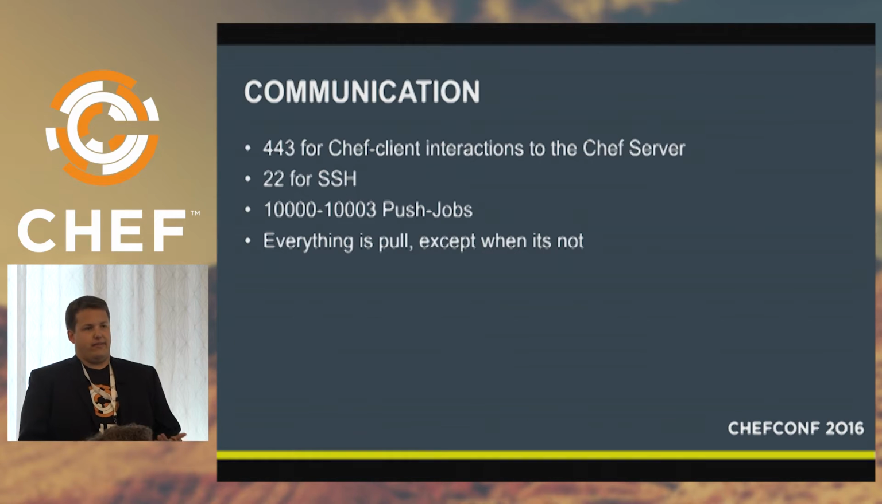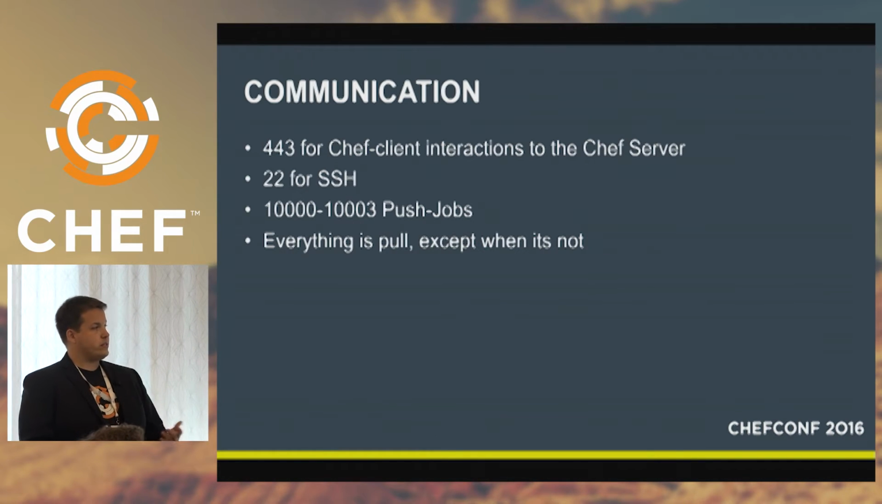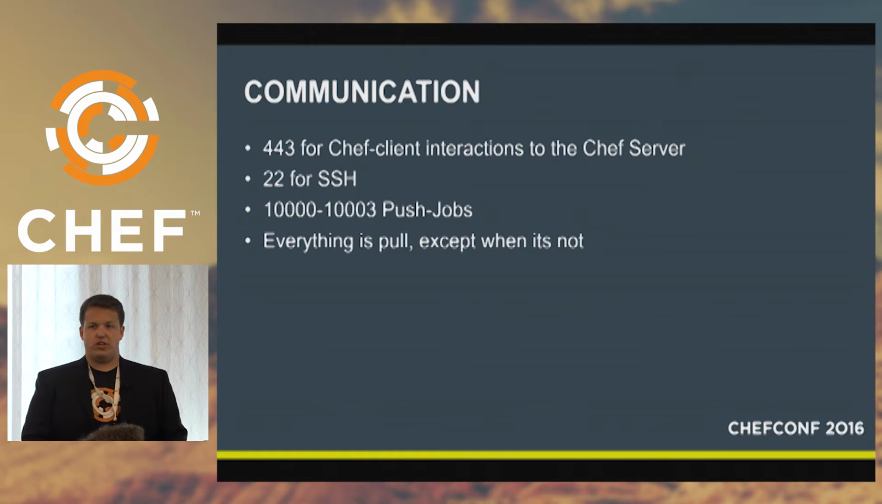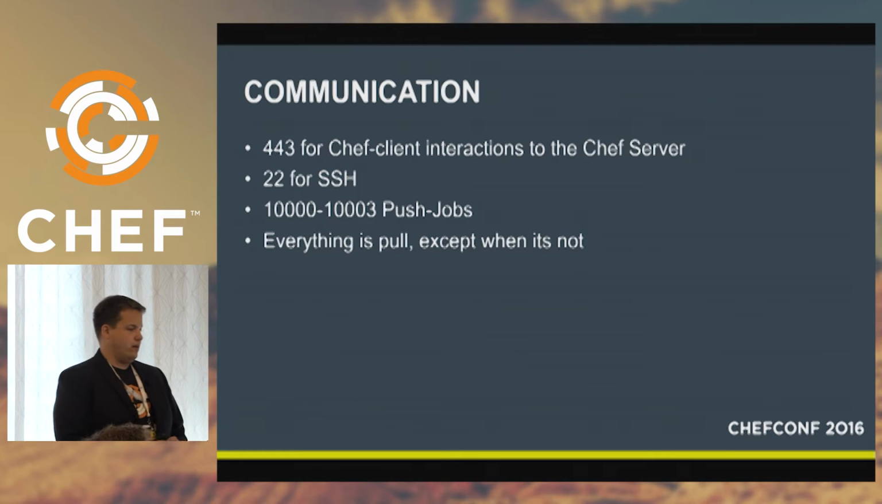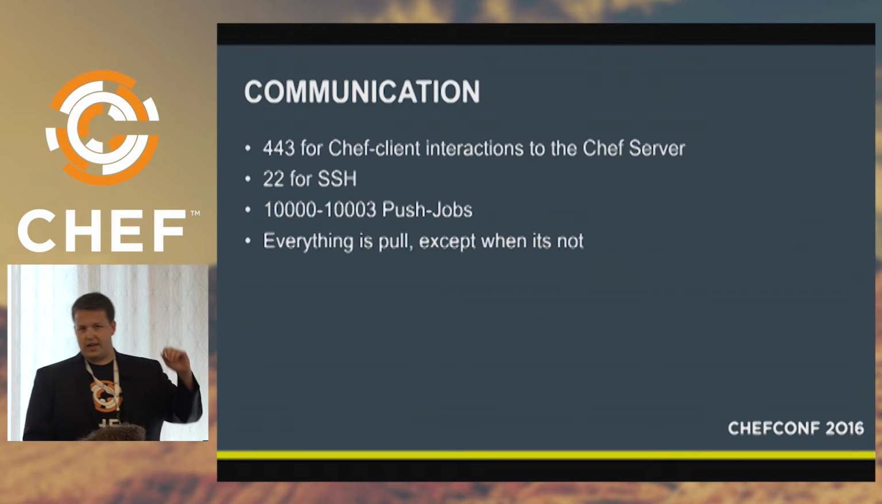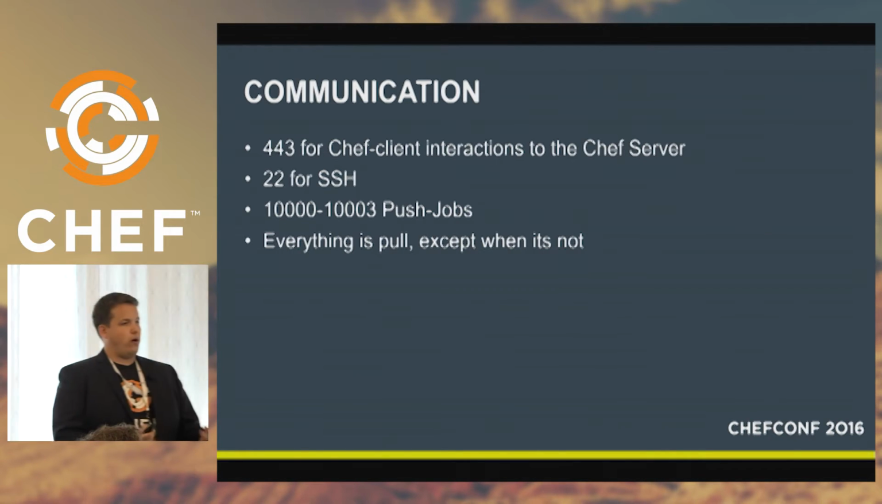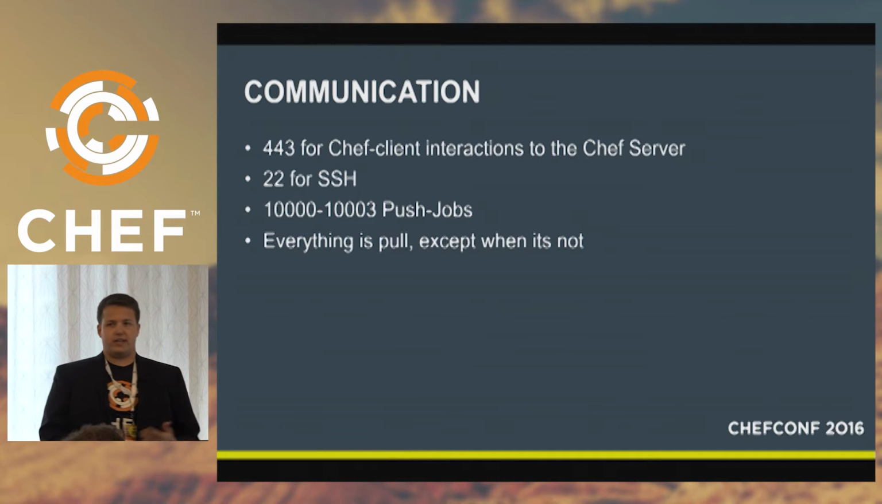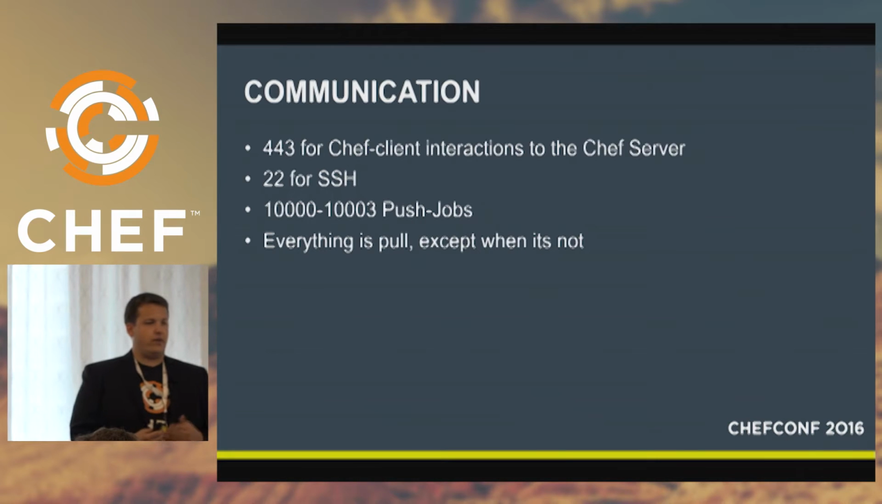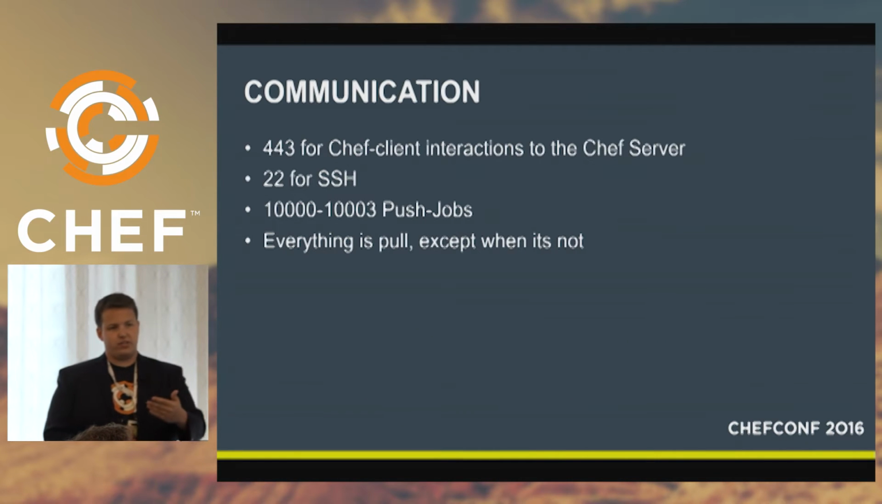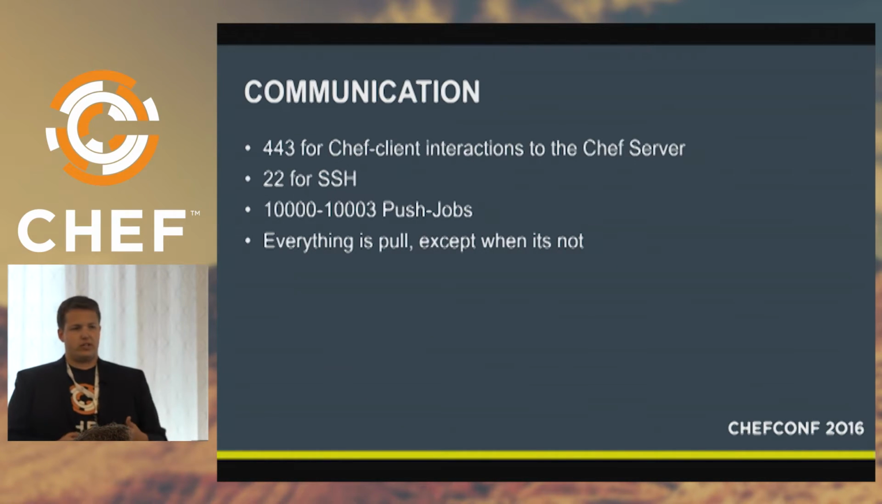SSH, right? I need to get into the boxes to get the first things going, so you need to have some inbound access there. If you're using Opscode push jobs, if you're using the push job server, you need ports 10,000 to 10,003 open for that. And everything is pull, except when it's not. But even the stuff that's not pull, push jobs itself actually still operates in a pull model from a network standpoint, in that we already have a connection. It's an outbound connection to the Chef server, not an inbound connection to the nodes.